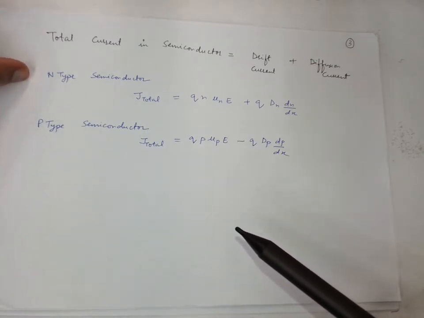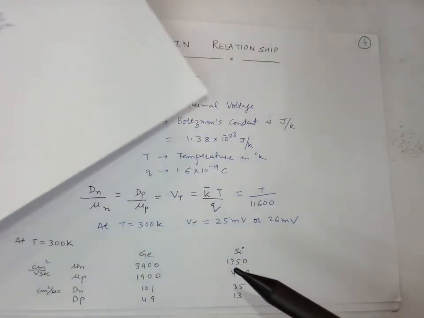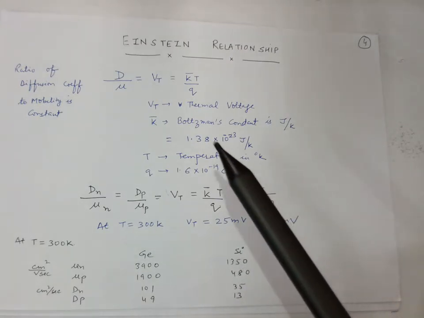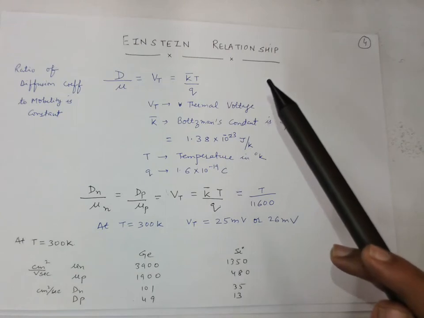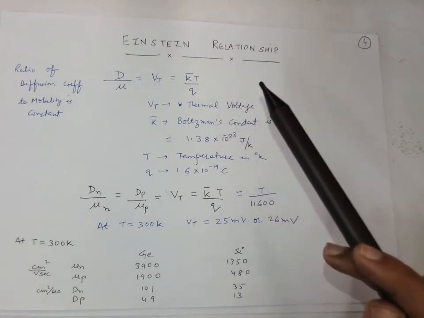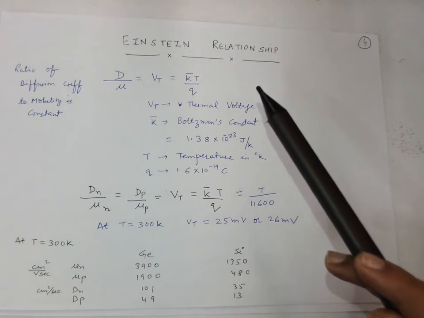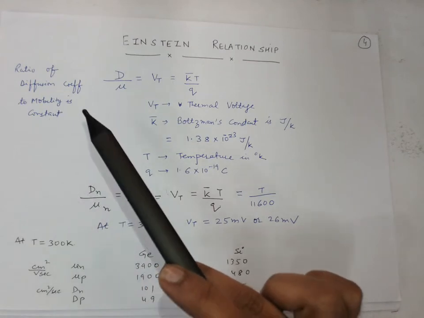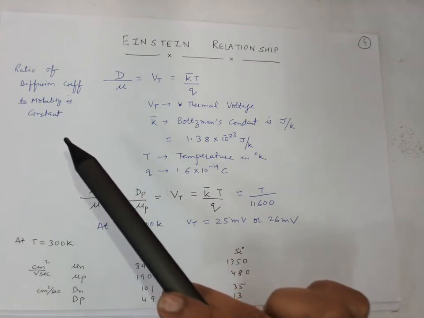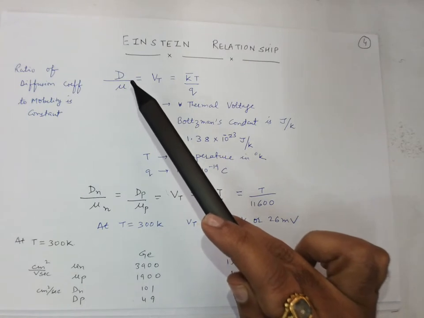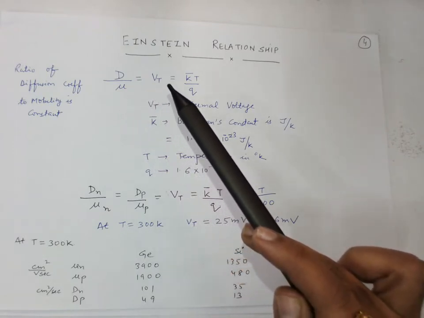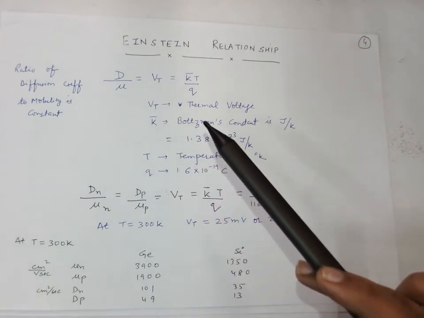Now once we are talking about drift and diffusion current, there is a very important relationship that needs to be discussed in the second half of the lecture, and that relationship is called the Einstein relationship. Now what is this relationship? In simple words, it states that the ratio of diffusion coefficient to mobility is always constant. I told you in my previous slides that the diffusion coefficient was represented by capital D, and μ was mobility, and that ratio is equal to a constant called Vt, where Vt stands for thermal voltage.